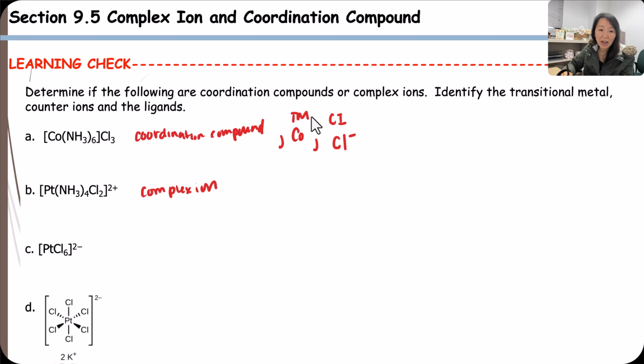And then what's our ligand? Our ligand is NH3, and there's 6 of them. You can note that there's 6 of them. So let's do the next complex ion. What about the transition metal here? The transition metal here is Pt.